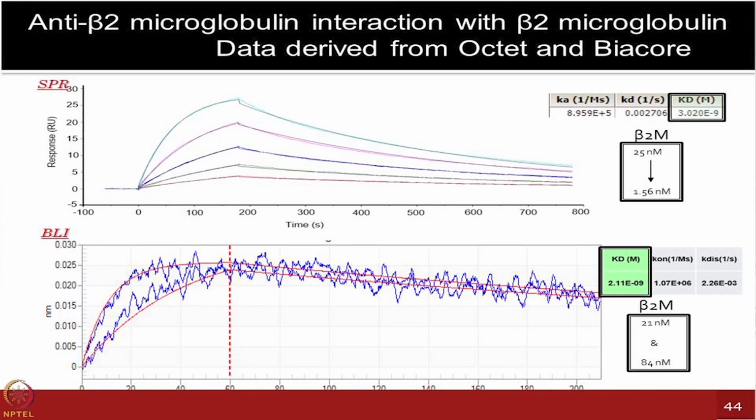So in this case we used anti-beta-2 microglobulin and this antibody-protein interaction. Using SPR and BLI we tried binding for various time points analysis, with different concentration series. The results came pretty close actually. The overall KD is almost 3e-9, and it is also 2.11e-09.